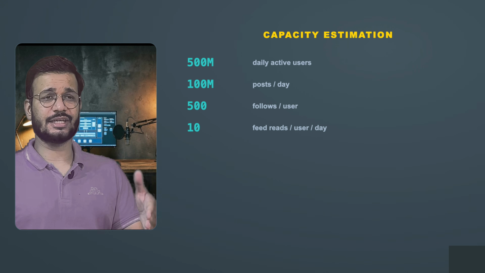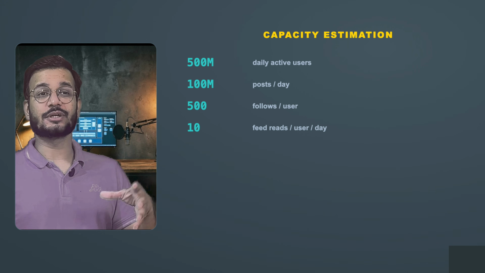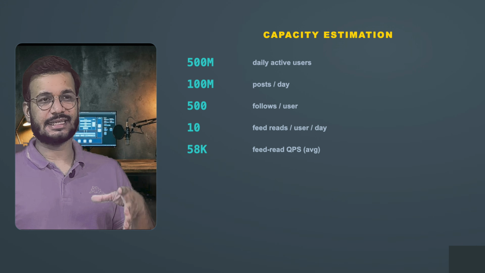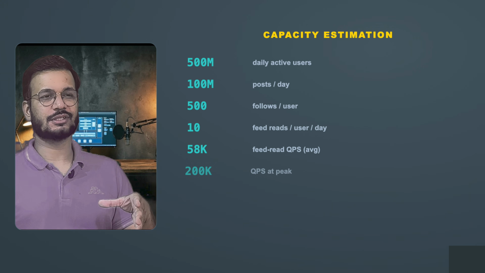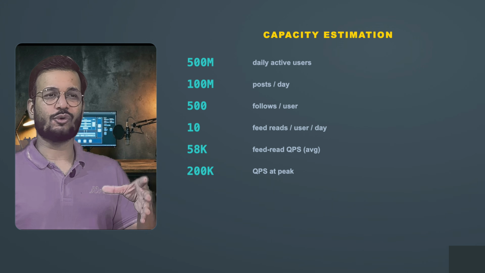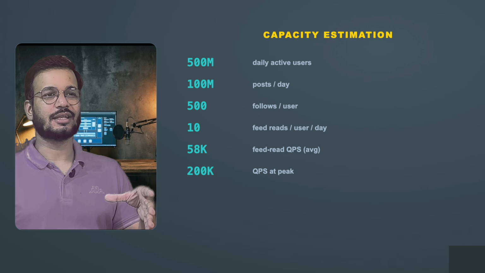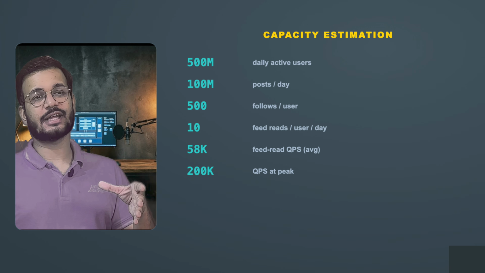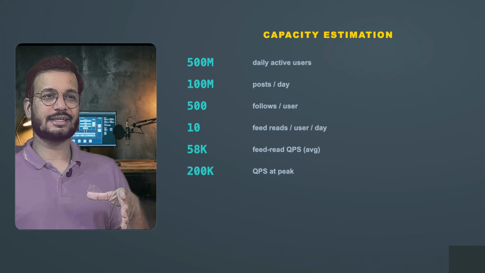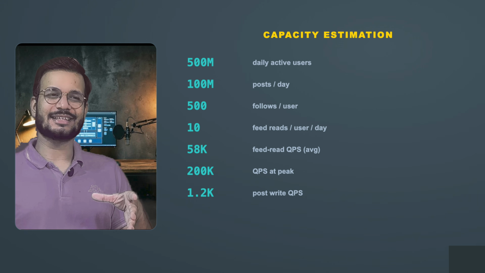Now let's compute feed read QPS. 500 million users, 10 reads per day, divided by 86,400 seconds in a day. That gives us about 58,000 QPS on average. At peak, we can see 3 or 4 times that. So we are looking at around 200,000 QPS at peak. Now the write QPS for posts: 100 million posts per day divided by 86,400 seconds is about 1,200 QPS for writes, much lower than the reads.